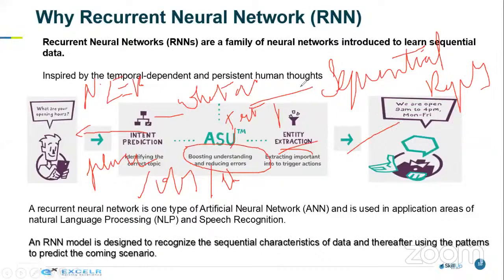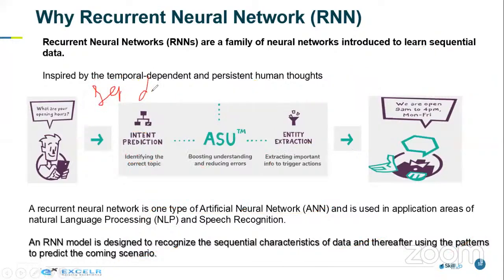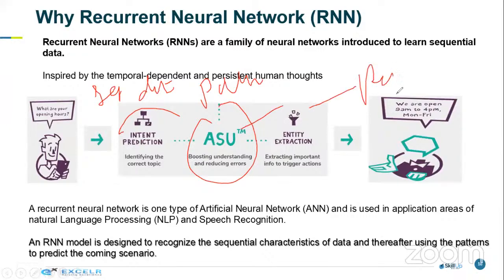This is what is happening with chatbots, the advanced chatbots or advanced neural networks working in NLP. This entire process is happening, but in an artificial neural network that is not possible. That's why they created this kind of neural network which can deal with natural language processing and speech recognition. This RNN model is designed to understand the sequential characteristics of the data and use the pattern to predict the scenario. So the recurrent neural network understands sequential data and the pattern. Pattern understanding, entity extraction, and then it replies.